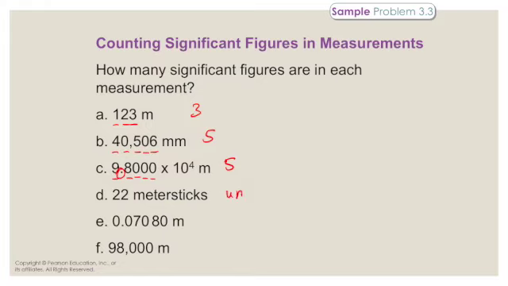Letter D would be unlimited because it's counted. Letter E, these two are placeholders, so we don't count them. 1, 2, 3, 4. This 0 here is between the numbers, so of course we count it. This 0 is rendered significant because of this decimal place, so this one has 4 significant figures. And lastly, this one, there's no decimal place, so only these two numbers are significant. It would have been far better to rewrite this as 9.8 times 10 to the 4th.